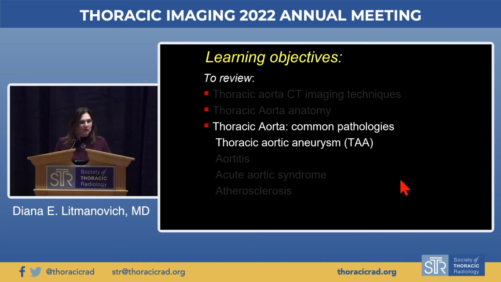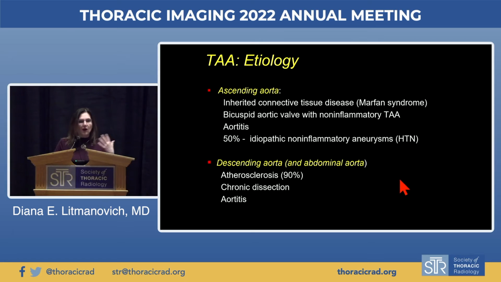So let's talk about the thoracic aortic aneurysm. We talked about how we measure it. We talked about the aortic anatomy. And we have to remember that the etiology of the aneurysms differs between the ascending aorta and descending aorta. Actually, within the ascending aorta, it's very rare to find an aneurysm that would be due to atherosclerotic disease. Usually, it's either inherited connective tissue disorders or bicuspid valve, like the one I just showed you, aortitis, or idiopathic non-inflammatory aneurysms, very often associated with hypertension.